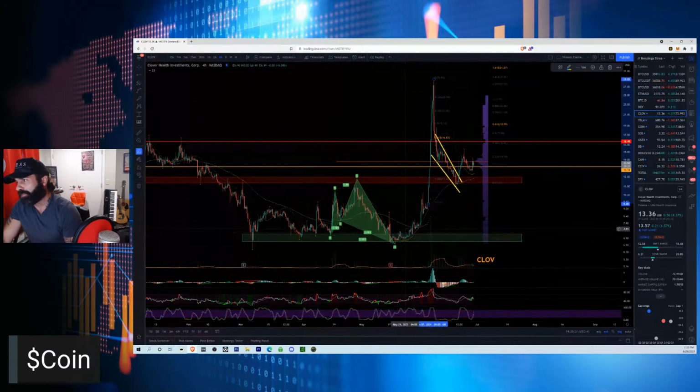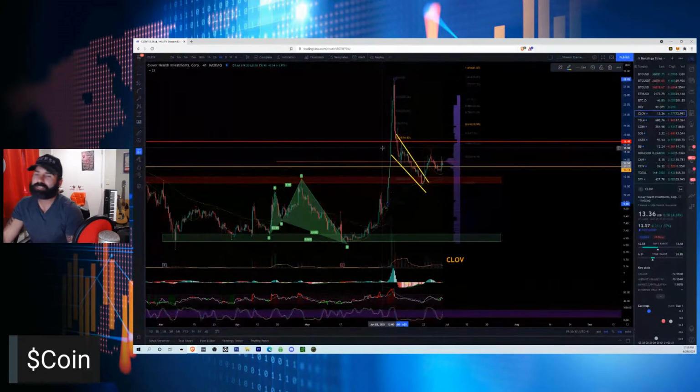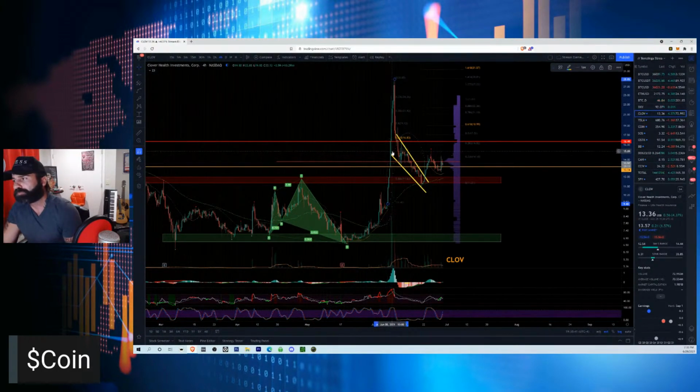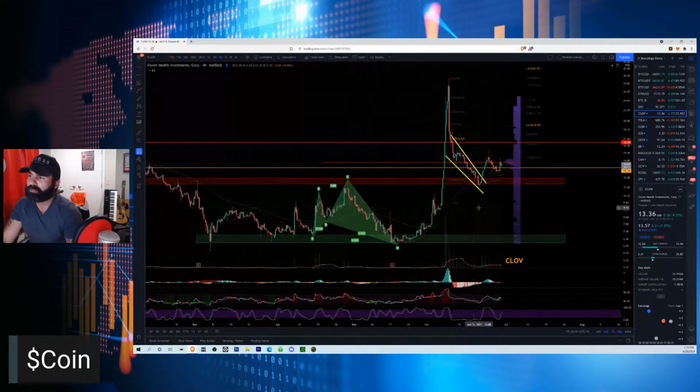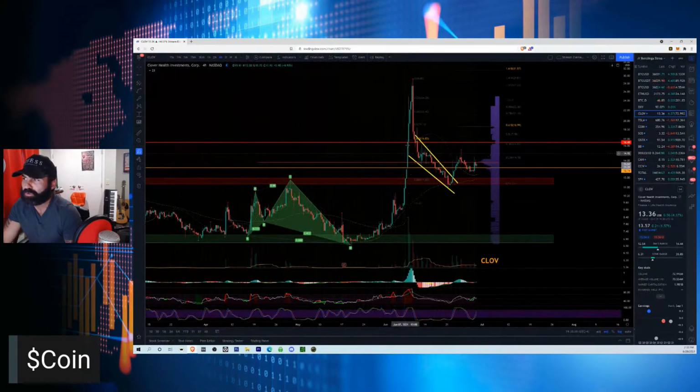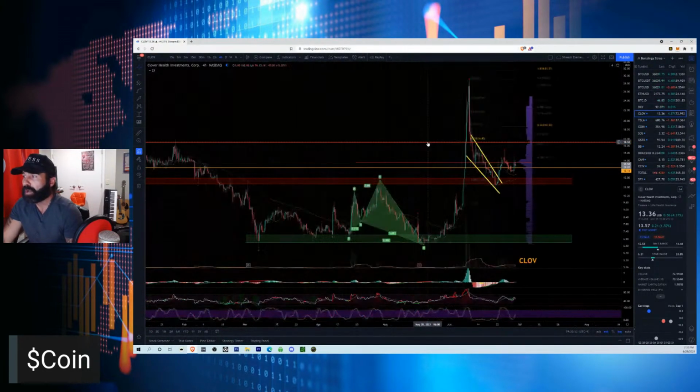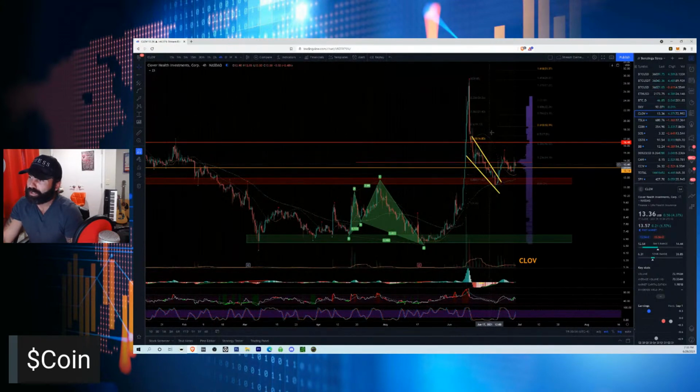Ever since we hit that pattern completion zone on top of old support, we just took off all the way up to $28 with CLOV. This is an asset that's frequent in Reddit and Wall Street Bets, so this move was super exaggerated. When you get groups like that picking up assets like this, some of these moves might go a little bit haywire.